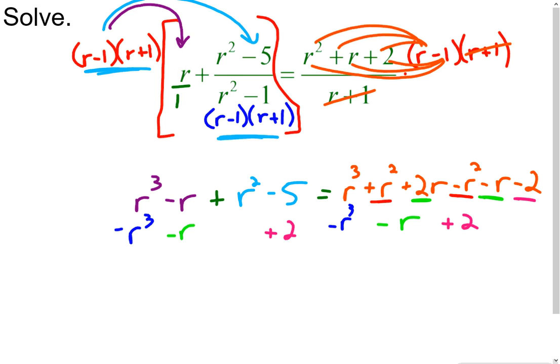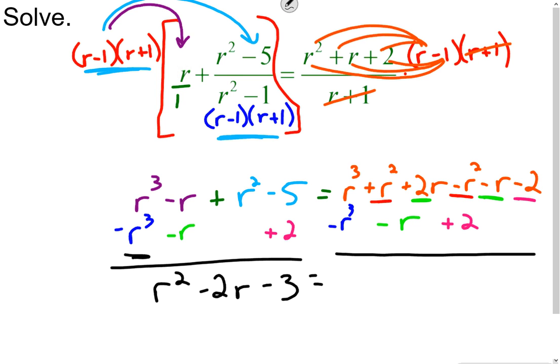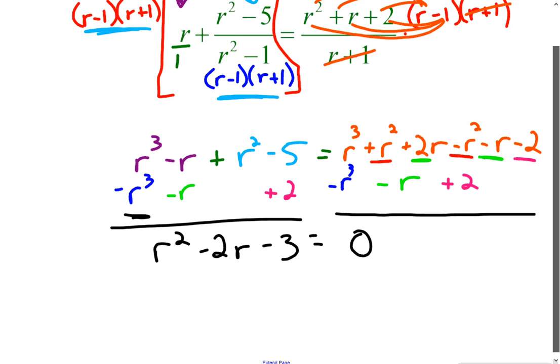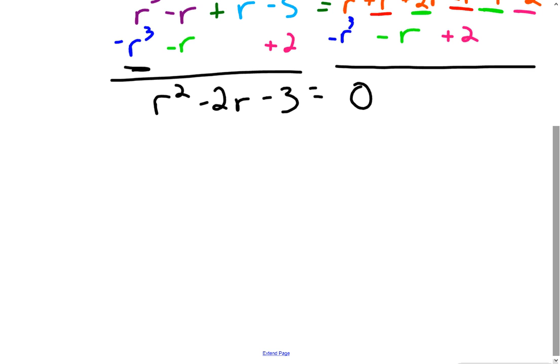All right, so I have all this. Now, left side then. The r cubes is 0, and then I'm going to have the r squared. Negative r minus r should put us at minus 2r, and then negative 5 plus 2 should put us at minus 3. Right side, this comes out to now equal 0. Well, now I have a quadratic to solve. If we can solve it by factoring, that would definitely be the way to go. And I notice that I can factor this. This would be r minus 3 and r plus 1 equals 0.